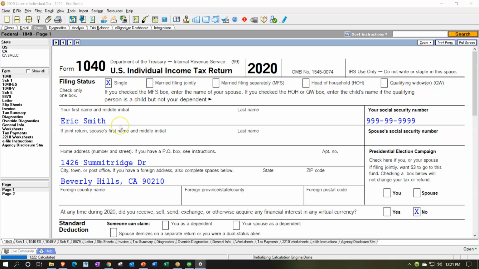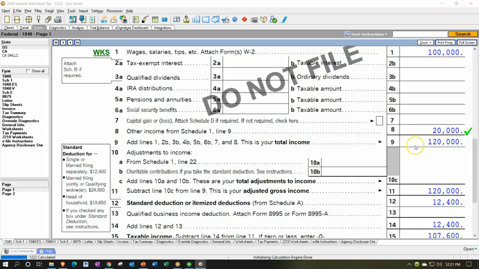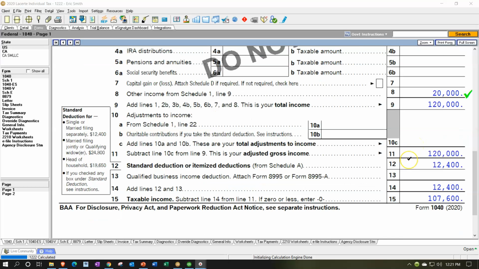Starting point is going to be our Eric Smith, single filer, living in Beverly Hills 90210. He's got the $100,000 of the W-2 income. The rental income is flowing in from the Schedule E into the first page of the 1040 at the $20,000 to bring us up to $120,000 of the total income. We have the standard deduction of the $12,400 to bring us to the taxable income of $107,600.